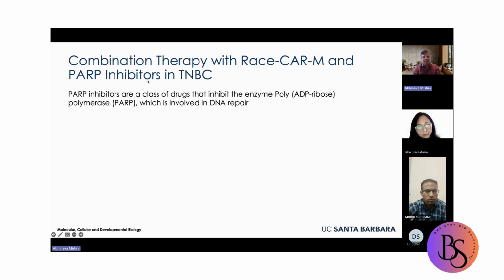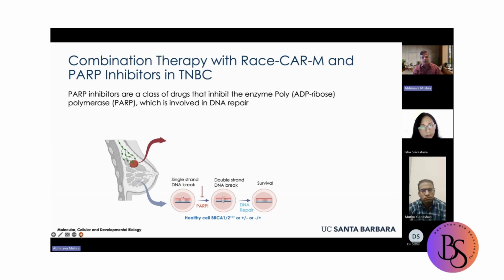PARP inhibitors are essentially drugs involved in the DNA repair process. What PARP does in a normal, healthy cell, which is not a BRCA mutant (BRCA is a gene involved in double-strand DNA break repair): if you inhibit PARP, a single-strand break repair enzyme, you will have a double-strand break in the healthy cell. But if you have BRCA wild type, that is a double-strand break repair, so it can repair that break, and a healthy cell can survive.